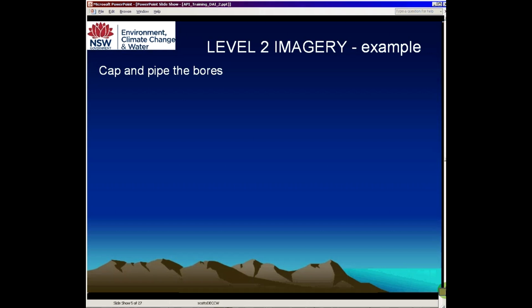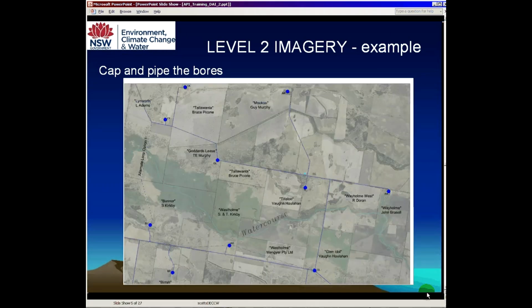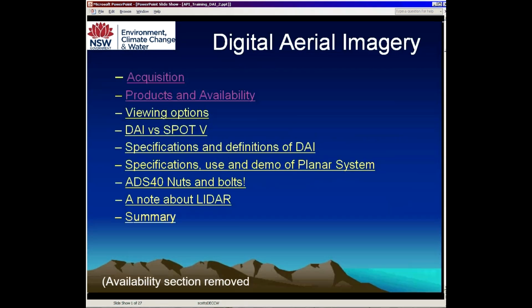This was an example of good use of level 2 information. This is an area in the northwest of the state where the cap and pipe the bores program has been running kilometre after kilometre of pipe work to carry bore water to minimise evaporation losses and such. The ADS-40 imagery enabled the people who were planning the alignment of the pipe work to more accurately plot the route through fences and gates, and to avoid areas of rocky knobs and sandy soils and things like that, which has produced a massive decrease in the cost of implementation and a massive saving to the landholders. That concludes the section on products and availability.